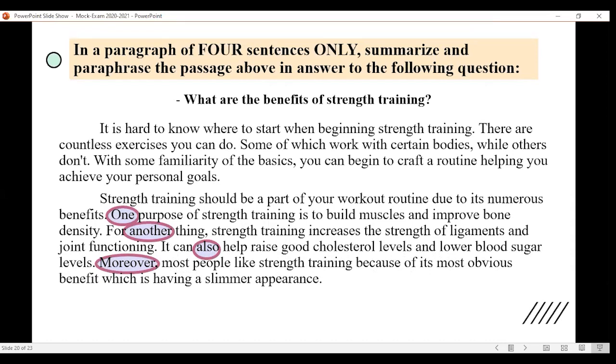Okay, after I have identified these ideas, I start to paraphrase, I change the wording of some words. If you even change just one word, you will get a mark. For example, one purpose of strength training is to build muscles and improve bone density. I try to change one word. Can anyone give me, it's always easier to change the verbs, another word for build? Or another word for improve? What do build or improve mean? What other words with the same meaning can I use?